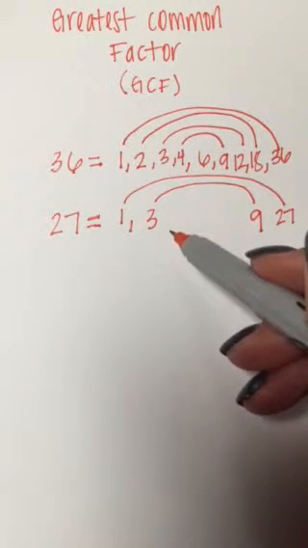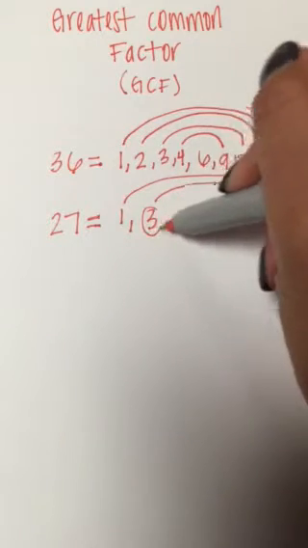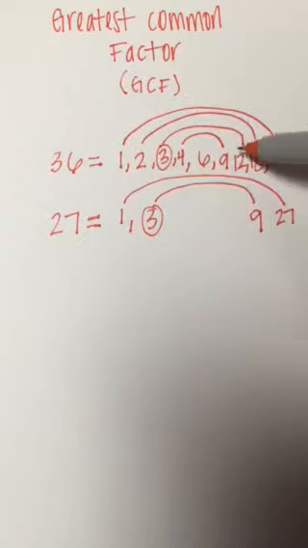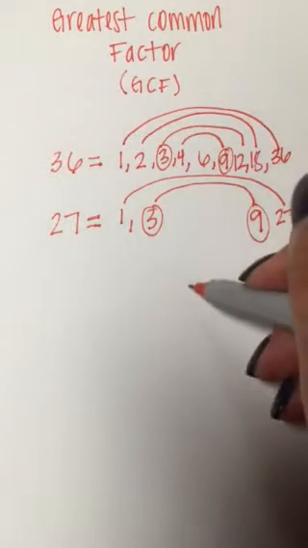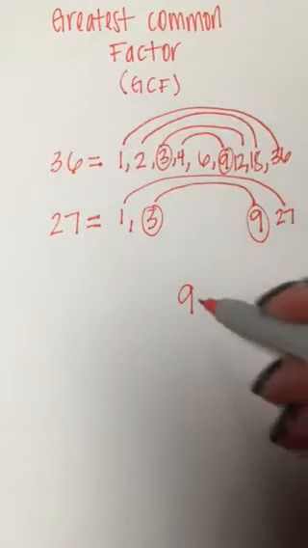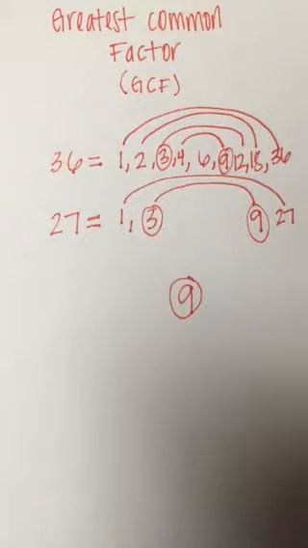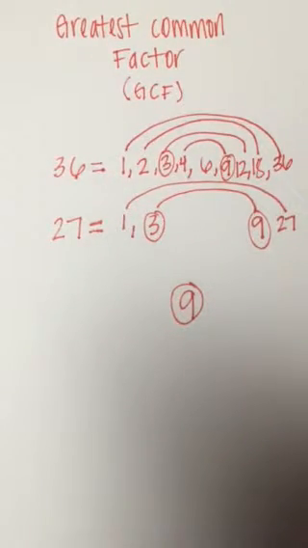So then I go through and see which ones are common or the same. We have 3 and then 9. I want the greatest common factor, so the biggest number, which would be 9. So the greatest common factor of 36 and 27 is 9.